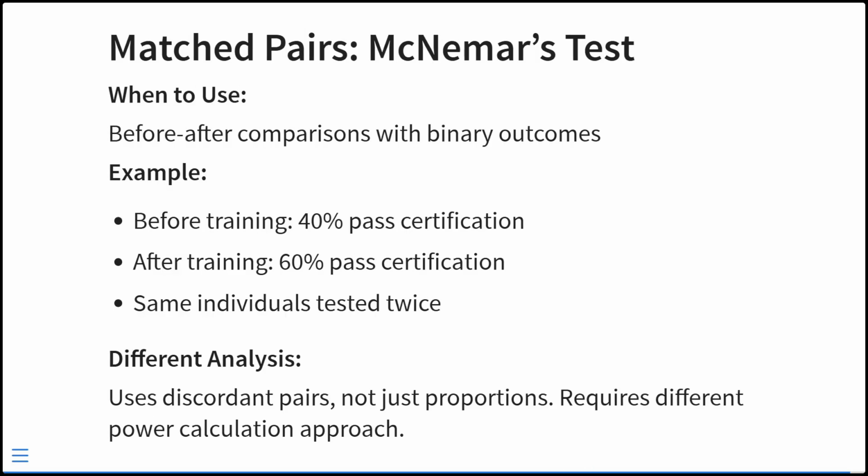So we have the McNemar test. This is usually used for before-after comparison with binary outcomes. This is more or less similar to the paired test we had earlier on. For example, before training 40%, after training 60% pass. These are the same individuals tested twice. So it is like an alternative to that paired sample test we talked about, but this one is for binary outcomes. It also requires a different power calculation approach.